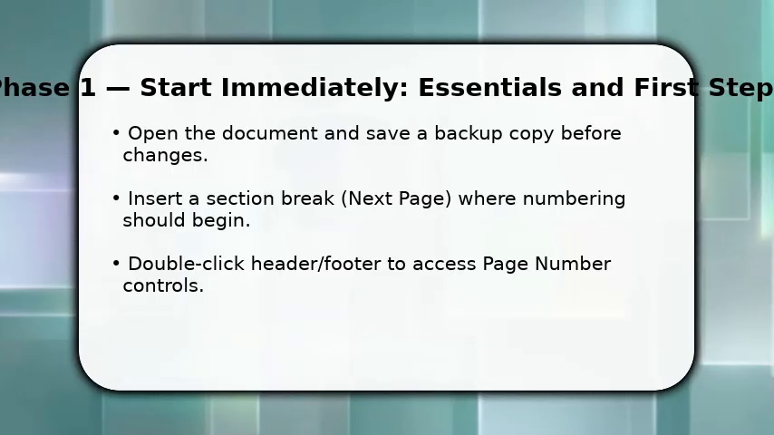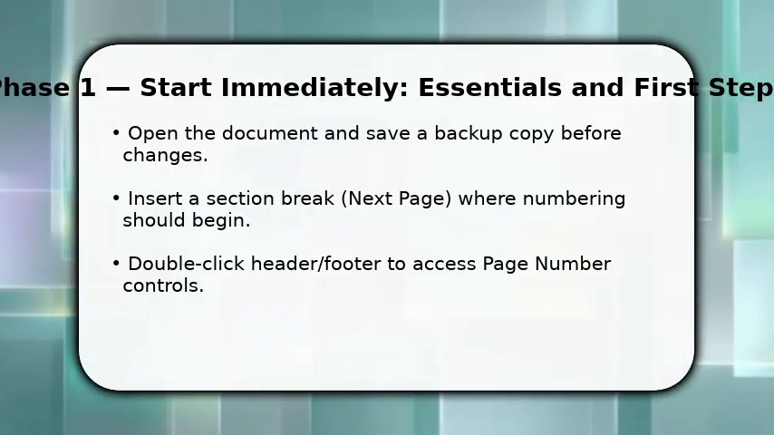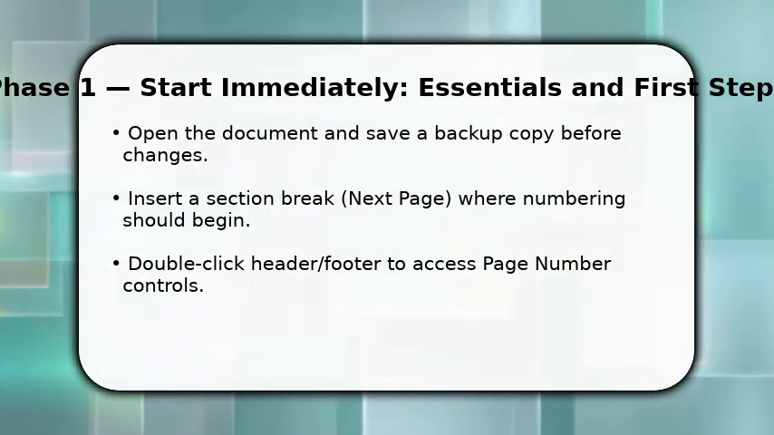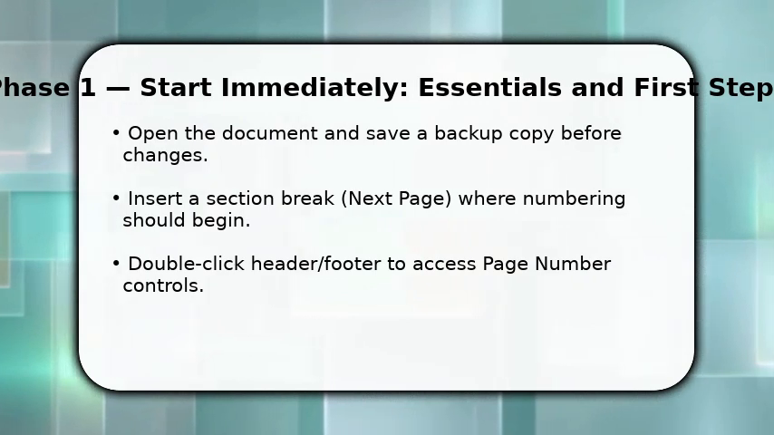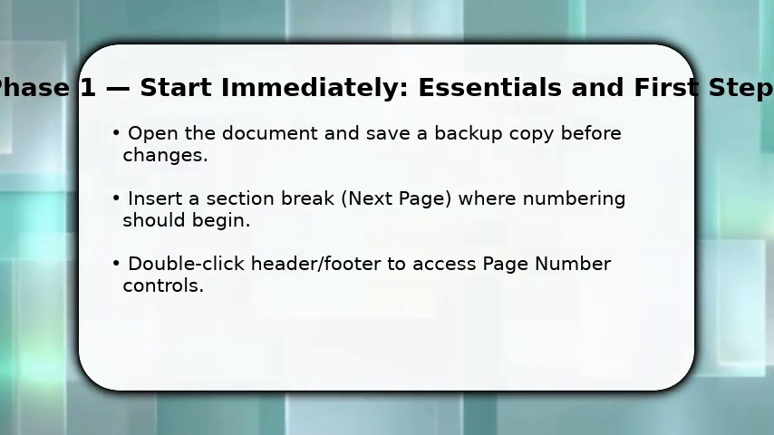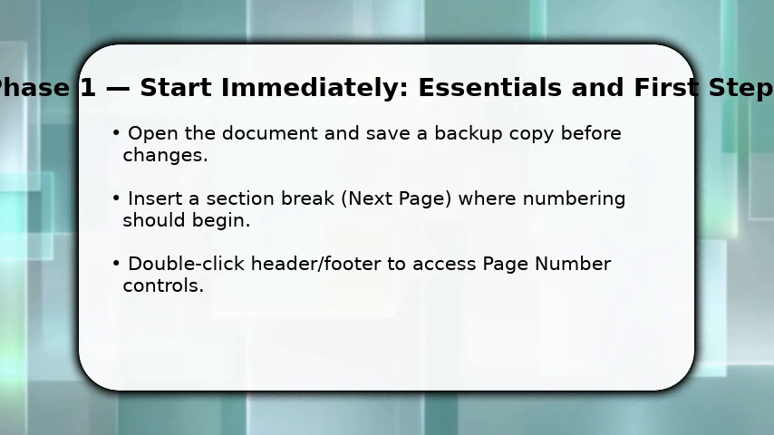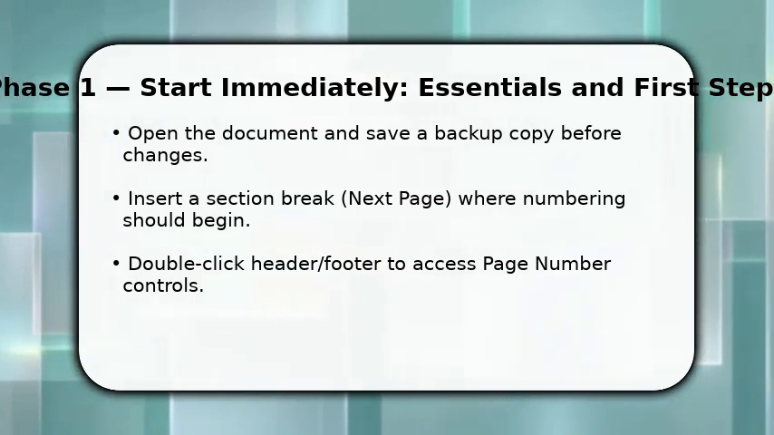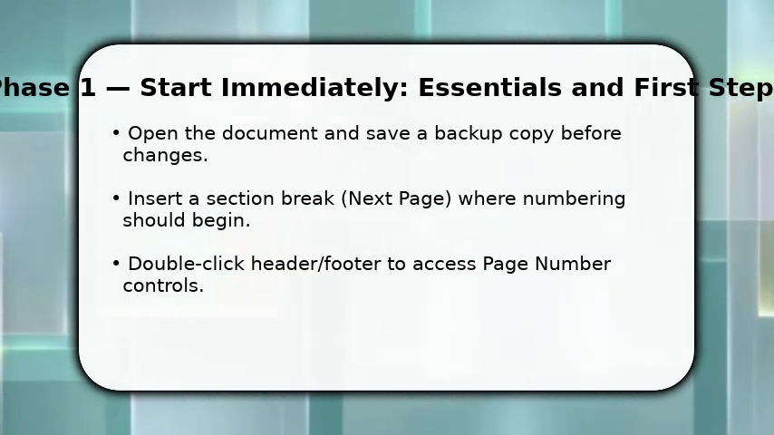Enjoy the video. You start by creating a safe copy, then place a section break at the spot where numbering must begin. Once done, open the header or footer, double-click it, and use page number format to choose numbering style. Make sure to uncheck Link to Previous so sections use independent headers. You do this first because Word applies numbers per section.